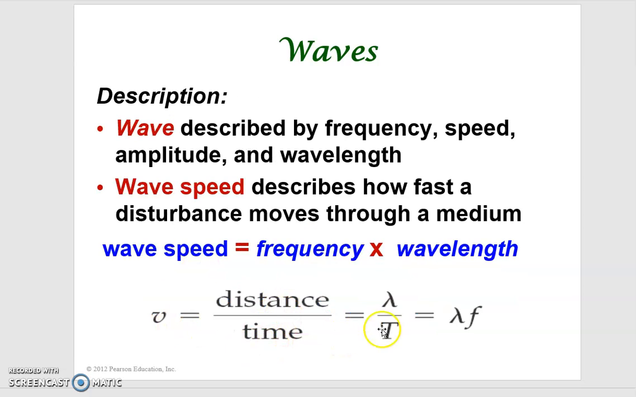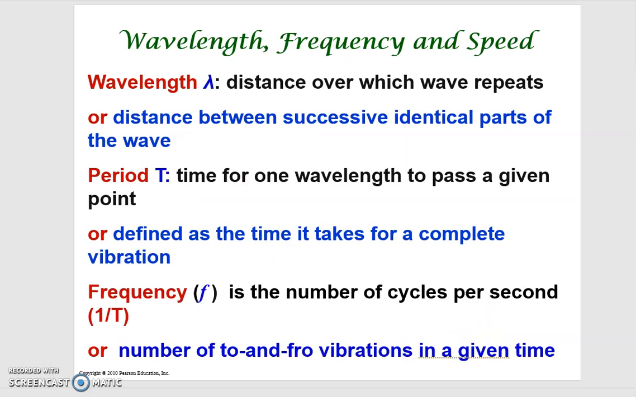So wave speed is written in terms of the product of the wavelength multiplied by the frequency. So you may ask, what is the frequency? So frequency is actually 1 over the period. So the period is the time for one wavelength to pass a given point.